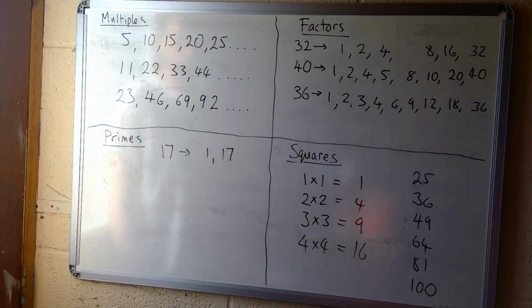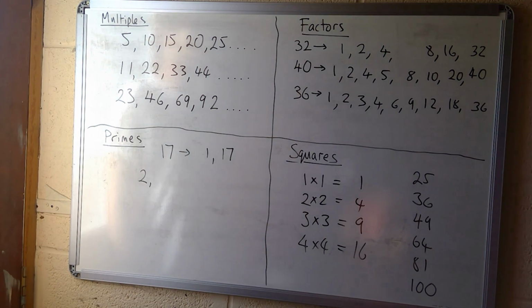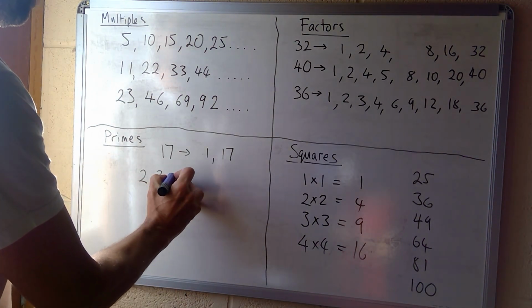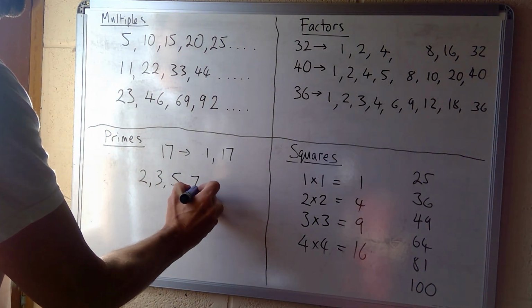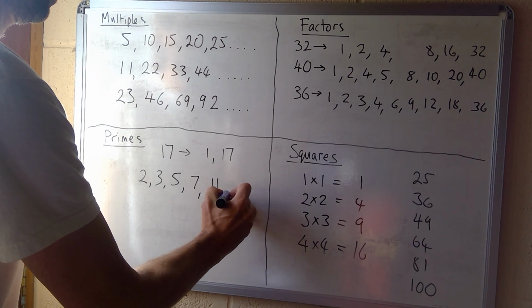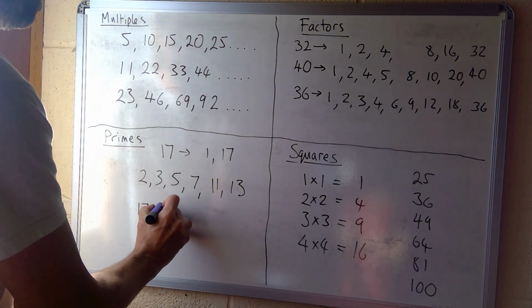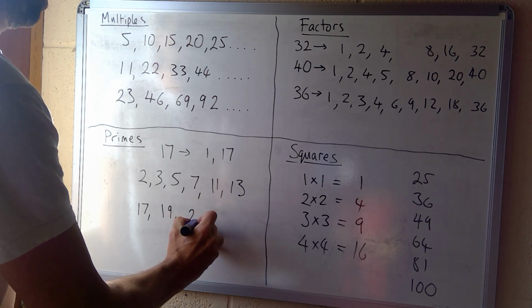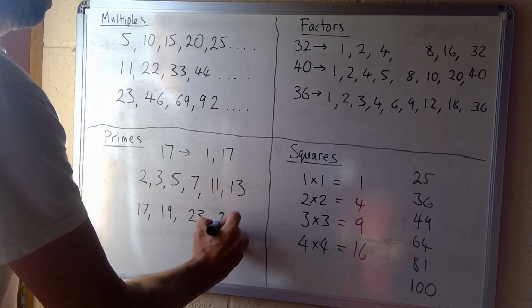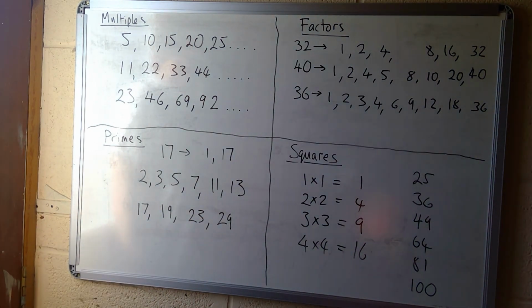The first few prime numbers are 2. That's the only even prime number. 3, 5, 7, 9 isn't prime because 3 is a factor of 9, 11, 13, 17, 19, 23, 29. Those are the only prime numbers less than 30.